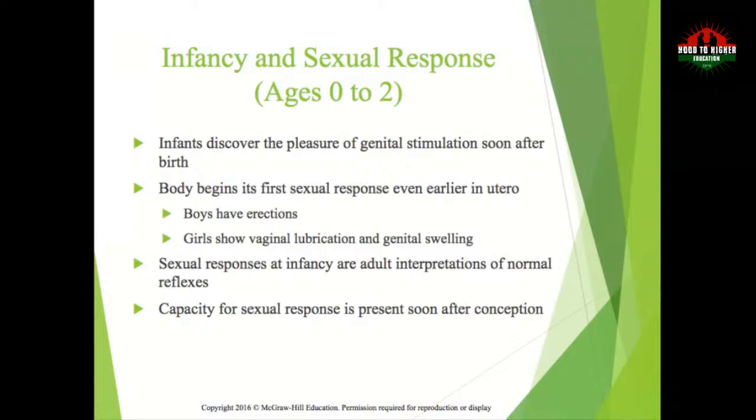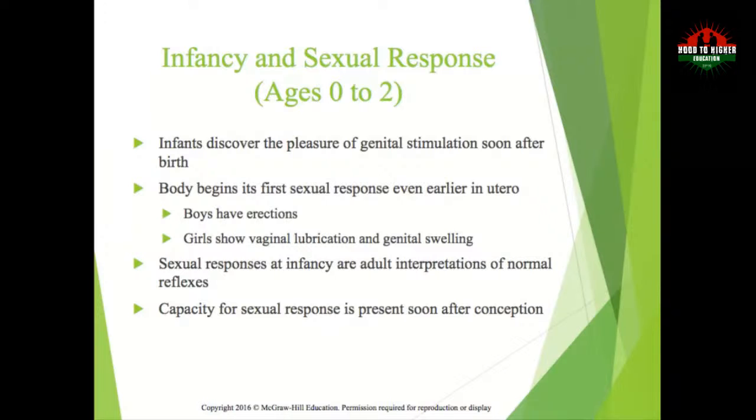So when we talk about infancy, infants can often be observed discovering the pleasure of genital stimulation soon after they are born. However, the body actually begins its first sexual response even earlier, right? In the utero, sonograms have shown that boys have erections, which begins a pattern of erections that will occur throughout their lives. Signs of sexual arousal in girls, though less easily detected, begin soon after birth and include vaginal lubrication and genital swelling. In some cases, both male and female infants have been observed experiencing what appears to be an orgasm.